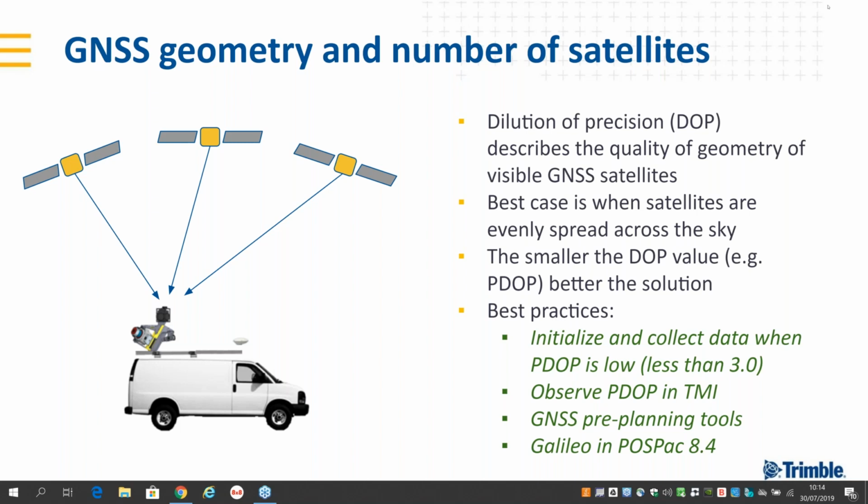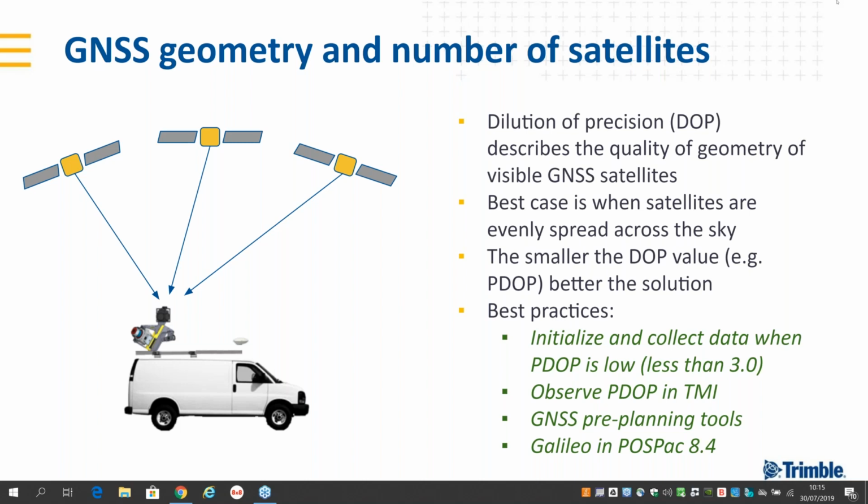This is something which indicates to us the accuracy of the solution you get from these satellites. And the best case would be when you have lots of satellites and they are evenly spread across the sky. And the DOP value is actually, the smaller it is, the better the solution should be. So for example, in our operating software, we can monitor the PDOP, which is position dilution of precision.